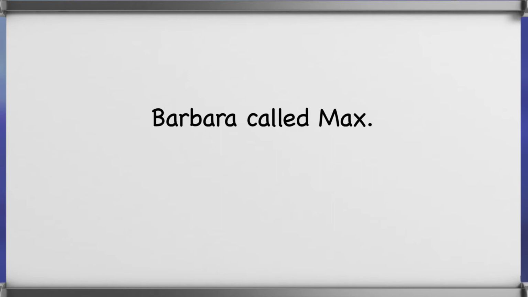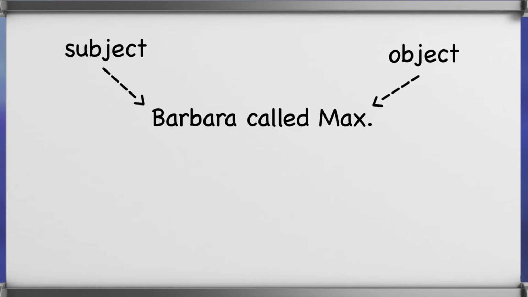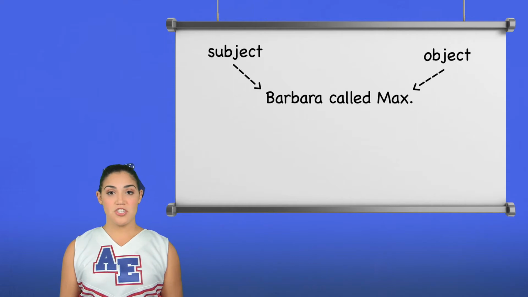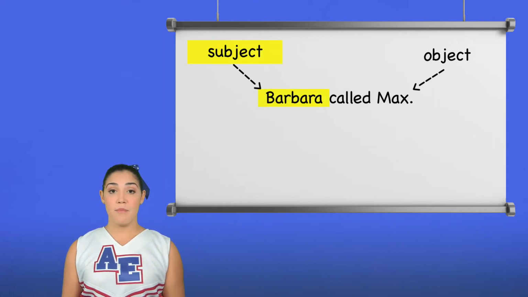This lesson is easy, so I want you to watch it until you know it. Look at this sentence. Barbara called Max. Barbara is the subject because she did the action. She called. Max is the object because he received the action. He received the call.